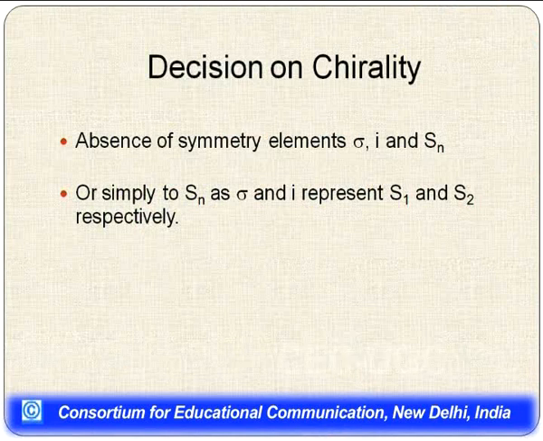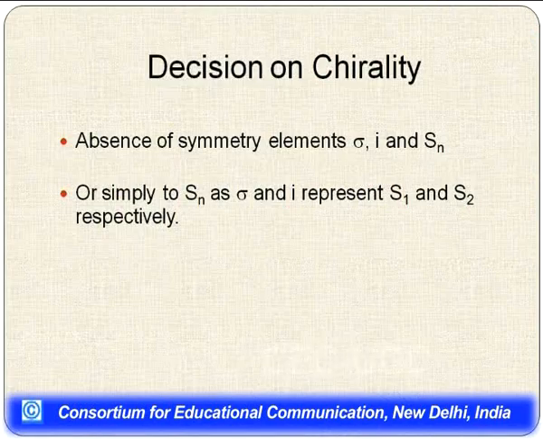Or simply we can say that, even if Sn is a little bit tough, if you can understand Sn, then if Sn is absent, we can say that the molecule is chiral, because Sn includes sigma and i as S1 and S2 respectively.